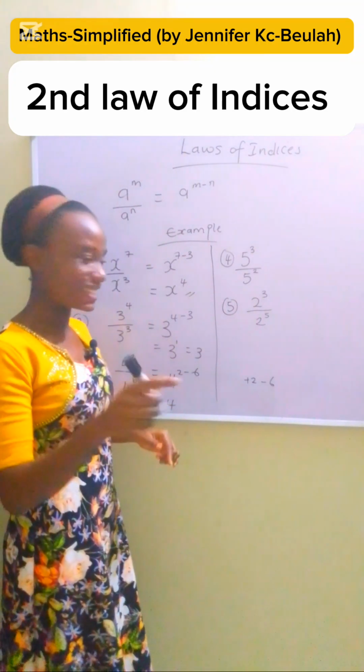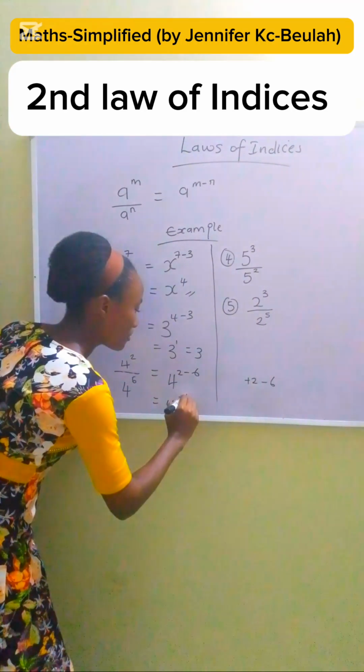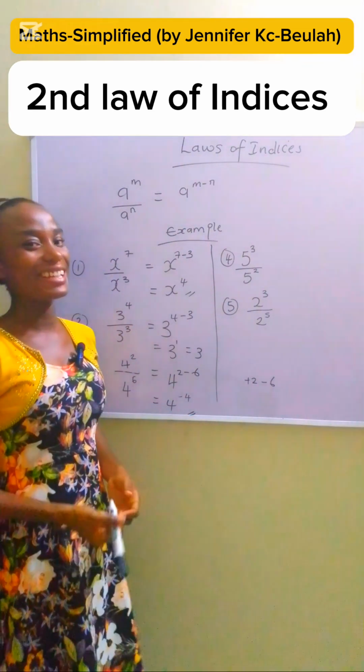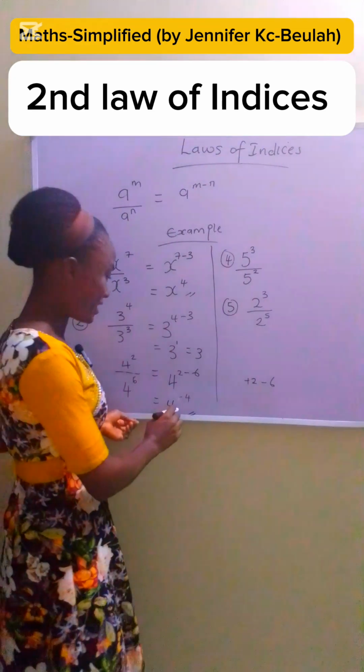Do you understand? So we have minus 4. So my answer is what? 4 raised to the power minus 4 is the answer. Do you understand it? Now, that's number 3.